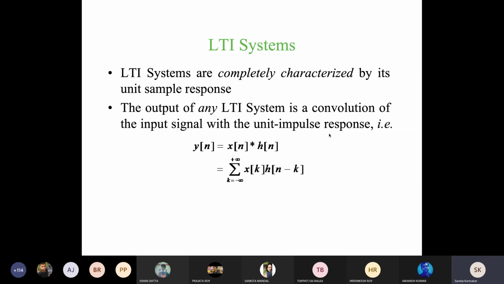LTI systems are completely characterized by their unit sample response. The output of any LTI system is a convolution of the input signal with the unit impulse response. That is, y[n] equal to x[n] star h[n] equal to the sum from k equal to minus infinity to plus infinity of x[k] h[n minus k]. That is called a convolution. x[n] star h[n] is not a product. It is called convolution.